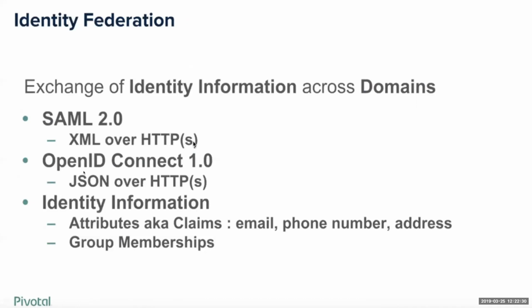When you are exchanging identity information across domains, what is it that you are exchanging? Typically, you exchange attributes, let's say an email, phone number, and address. And then group memberships, so what is it that they have access to. That is what you are exchanging as part of your identity federation.